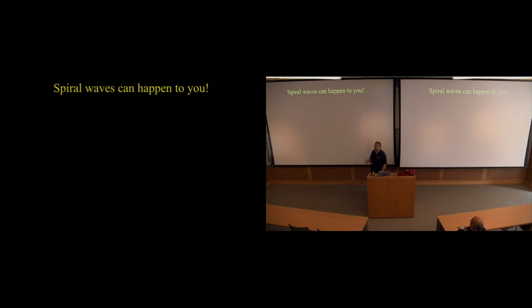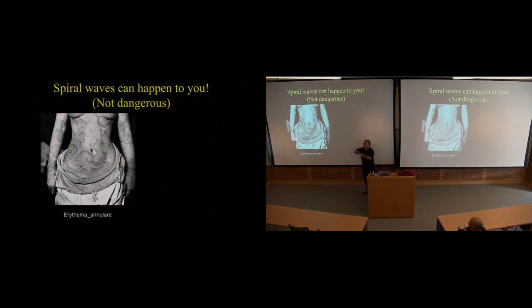So spiral waves can happen to us. Some are not dangerous, but they're not desirable. Well, some may be, actually. One example is erythema annulare. This is an irritation, similar to ringworm, but in this case the excitation actually has a refractory period. So these activations of rash can turn and produce spiral waves.